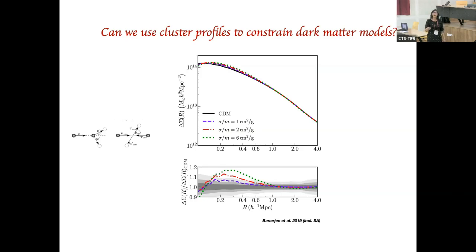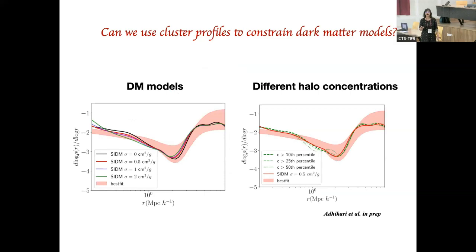And you can look how we essentially, so the light shaded band was DES year 3, and the gray is LSST. And you can really start to distinguish, even in the outer regions of clusters, between these models. And you can see that dark matter models change the profile in a significantly different way than different halo concentration models of the halo.